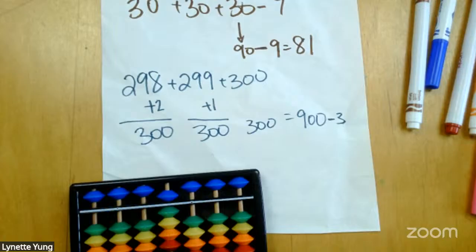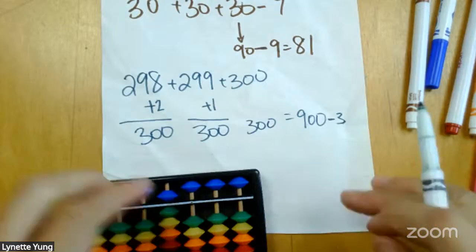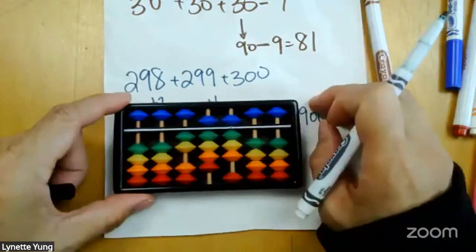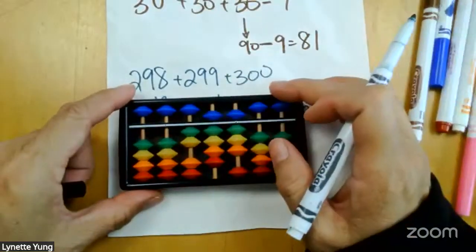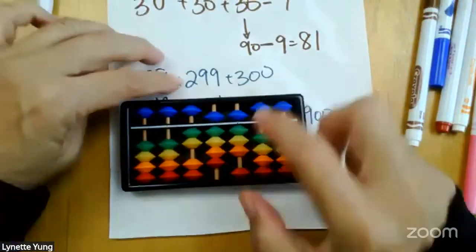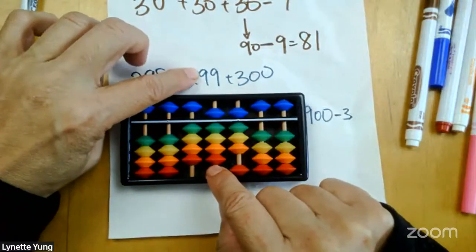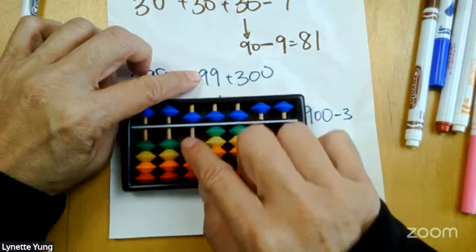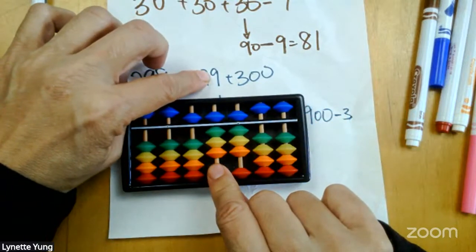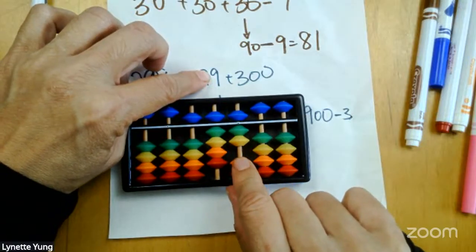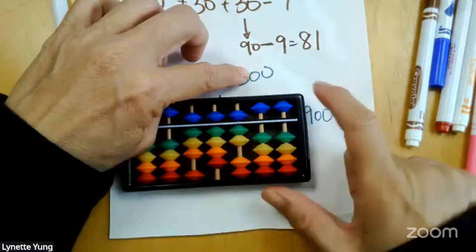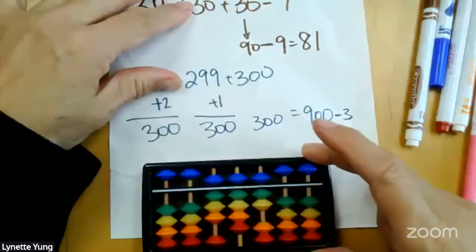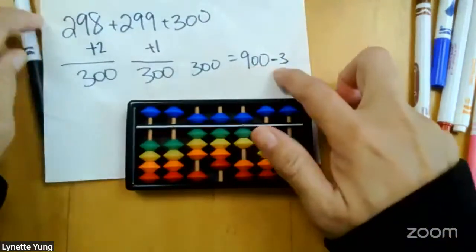Okay. Let's do the 298 plus 299 plus 300. On the abacus, this is the way we do it, right? We add 2, add the 9, plus the 9 is plus the 10 minus the 1, plus the 10 minus the 1, and then plus the 10 again minus the 1, and then add 300. So the answer becomes 897. Oh, yeah, 897. That was not that bad.